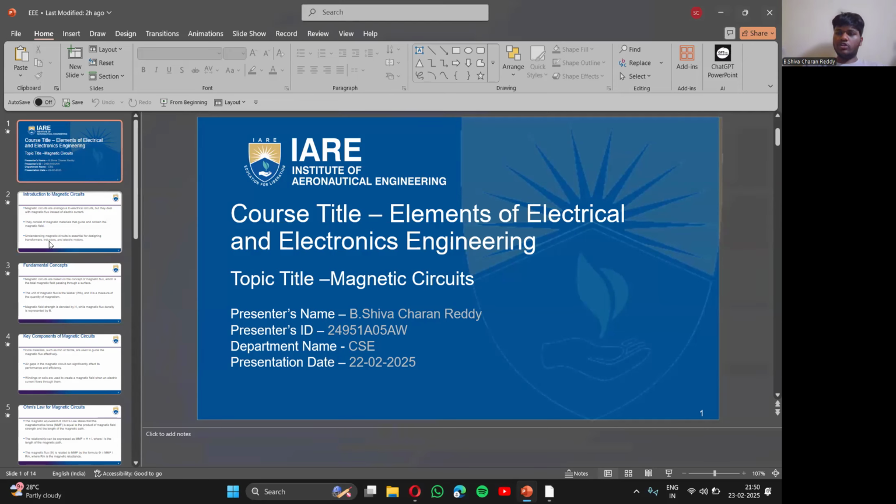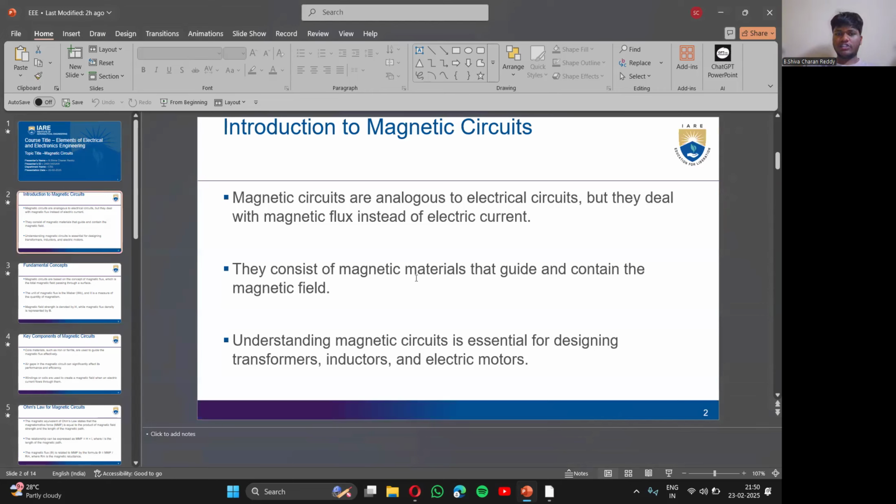And entering the topic, introduction to magnetic circuits. Magnetic circuits are analogous to electrical circuits, but they deal with magnetic flux instead of electrical current. They consist of magnetic materials that guide and contain the magnetic field. Understanding magnetic circuits is essential for designing transformers, inductors, and electrical motors.